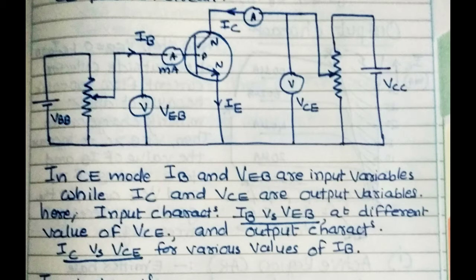Now for the input characteristics, we draw the VI characteristics, same as the PN junction diode. VEB is the input voltage and IB is the input current. So these two are the variables, for different values of VC. We change the value of VCC with the use of the variable rheostat at the output side. So VC is changed, and for different values of VC, we observe the values of IB and VEB and plot the graph.